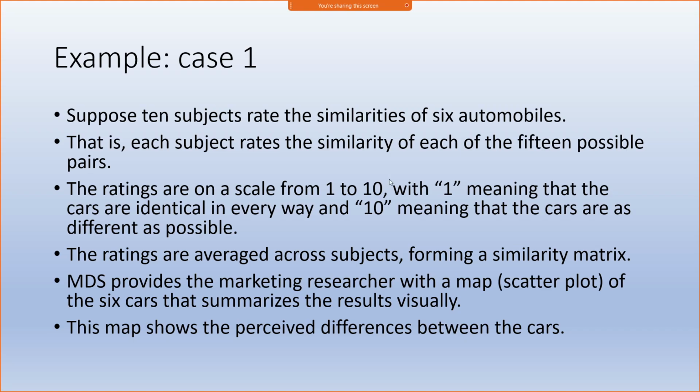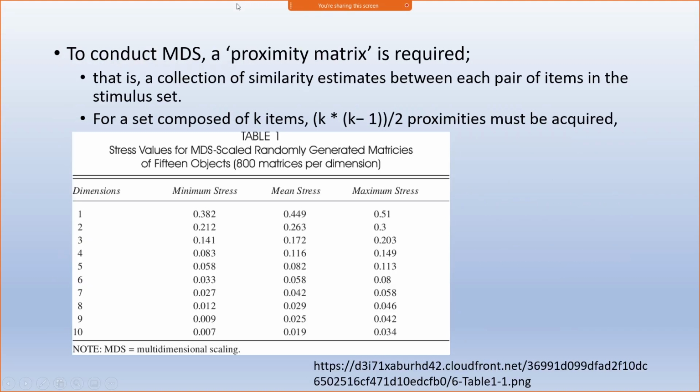So let's see, 6, how many comparisons must we do? 6 minus 1 is 5. 5 divided by 2 is 2.5. 2.5 times 6 is 15. Okay, 15 comparisons, 15 pairs.